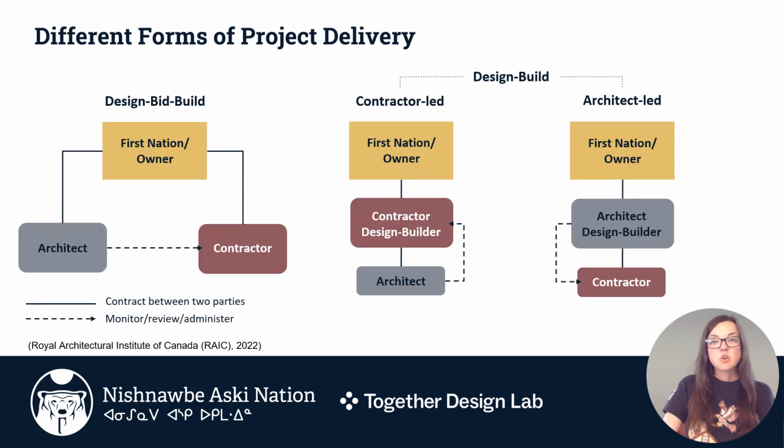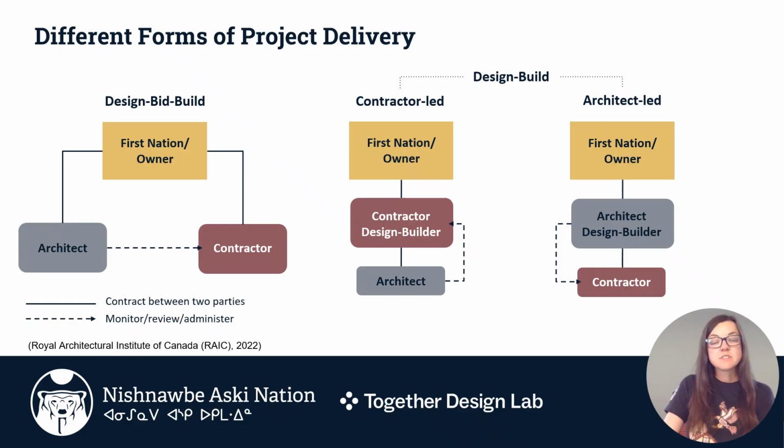This slide provides an overview of the different workflows for project delivery. This can vary quite significantly from community to community and project to project, but typically we have three parties. We have the owner, or the First Nation, the contractor, and in this case we have the architect. However, the architect is not always essential to this process. Within this process, you may be looking at picking a design or a model or project out of a catalog. In that case, elements of the design or architecture piece have already been completed for you.